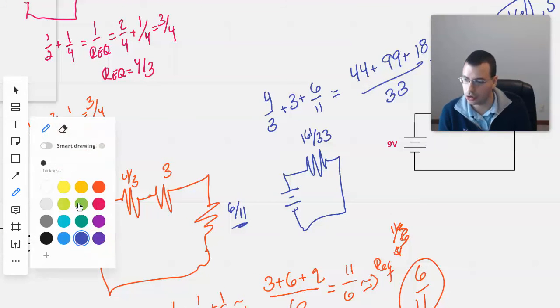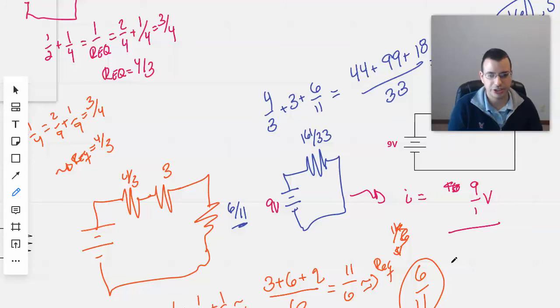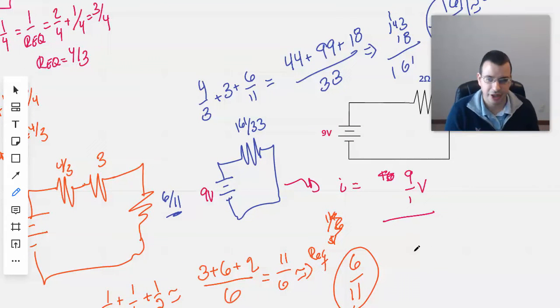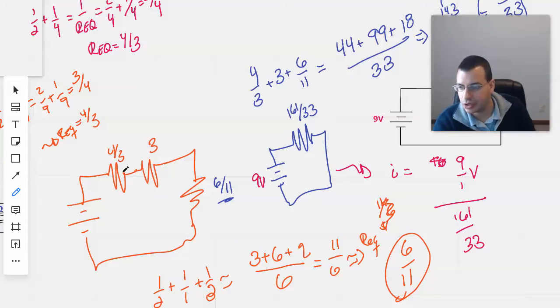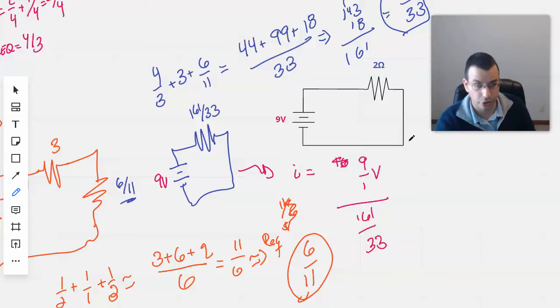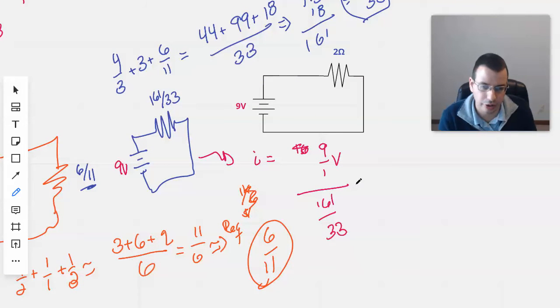So then our current, 9 volts, current equals 9/1 volts. I put the 1 in there because I know since the resistance is a fraction, I'm going to have to multiply by the reciprocal, 161/33. And make sure that 5 is bigger than 4/3, 3, yep. Since it's in series, the total resistance should be more than any of the individual resistors. So it's true. At least not entirely wrong.